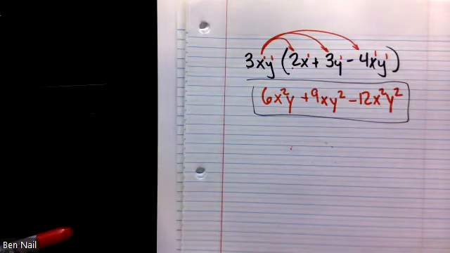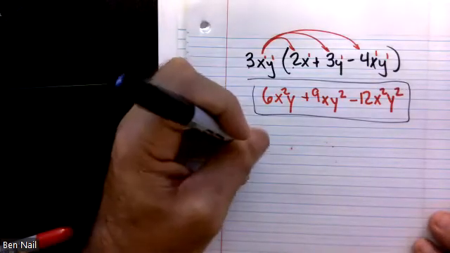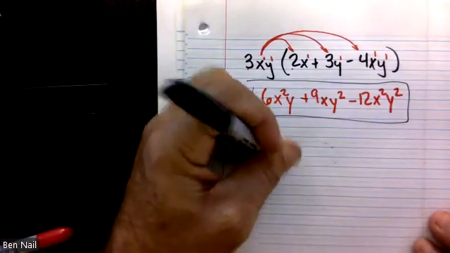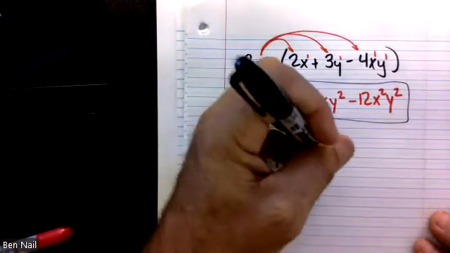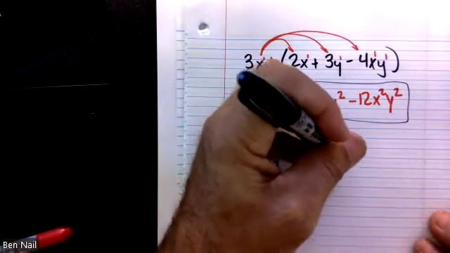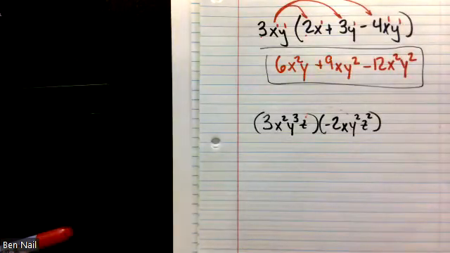Again, just the way they're going to get more complicated is they're going to give you more variables and exponents, or they're going to give you more terms. They could do something like this.